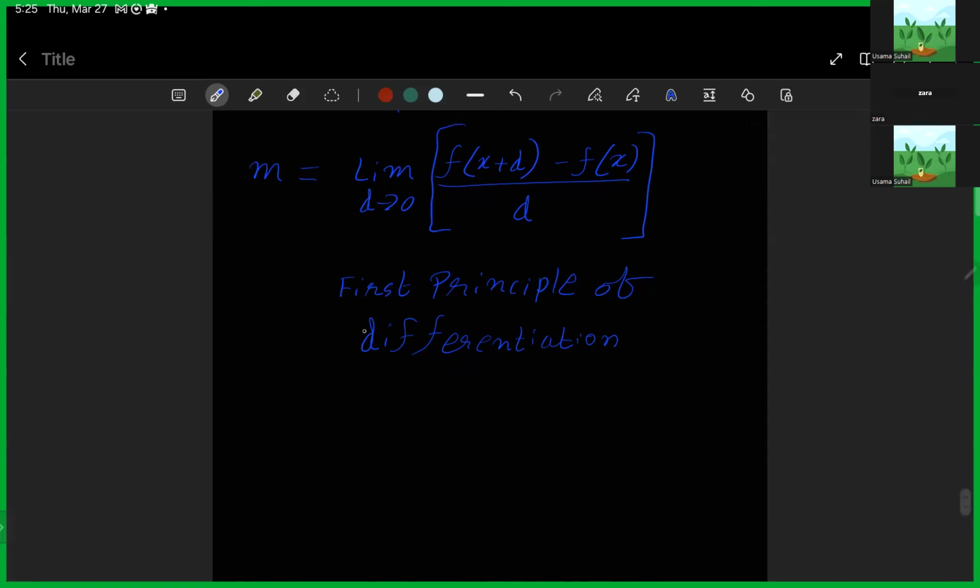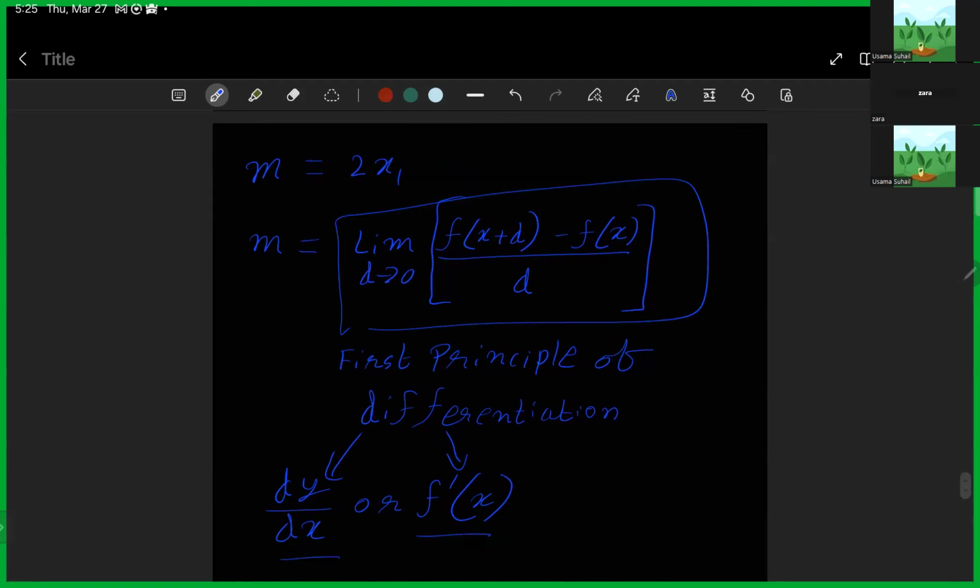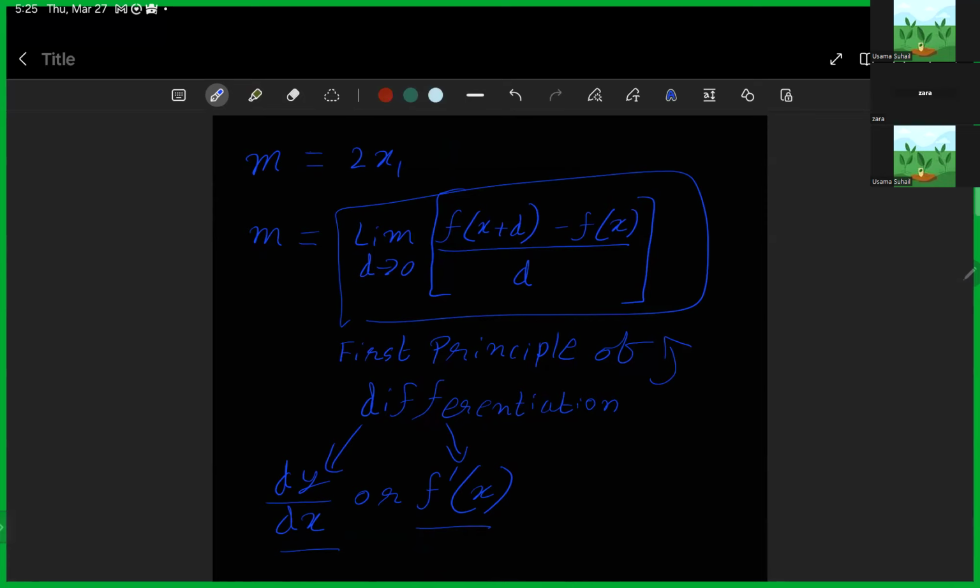So this is called the first principle of differentiation, and we write it as dy over dx or f prime of x. These are the notations for differentiation. This whole process is called the first principle of differentiation.